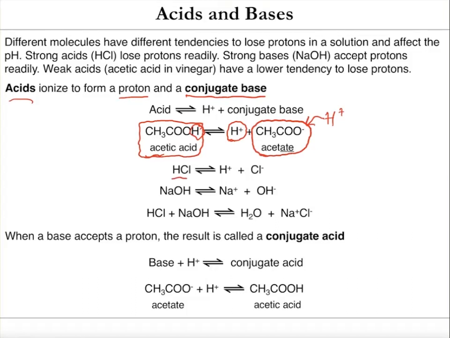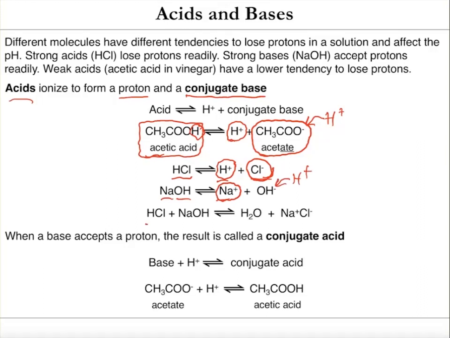So different molecules have a different tendency to lose those protons. So something like hydrochloric acid loses this proton very easily. It's very happy to exist in this state with the proton being lost and just the chloride being present. Sodium hydroxide is a very powerful base, so it can lose the sodium group, and then this hydroxide group is a conjugate base, so it can accept a proton very readily.